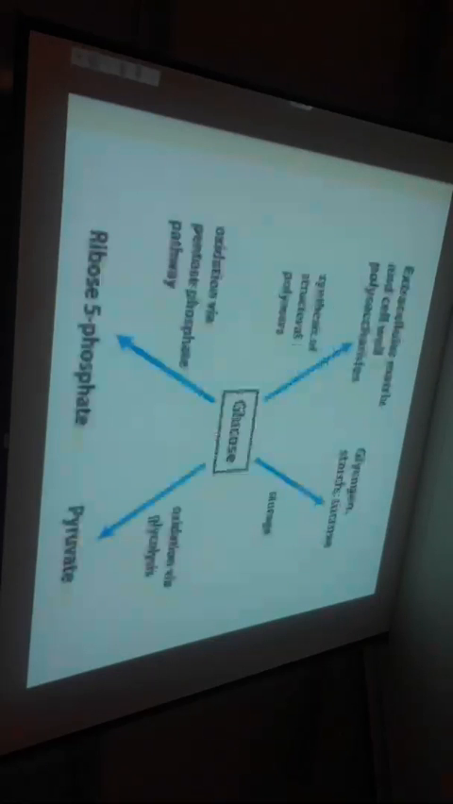So, as I said before, glucose holds a central position in metabolism, not only to provide energy when it's broken down to pyruvate in this process called glycolysis. We'll talk about this process now, but glucose, as we saw previously, can also be utilized as a building block for the formation of storage molecules like glycogen, starch, and disaccharides. It can also participate in the formation of extracellular matrix and cell wall polysaccharides.